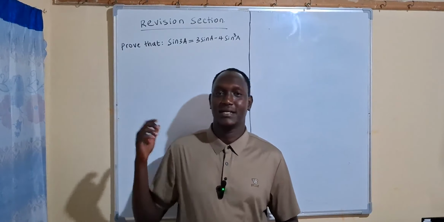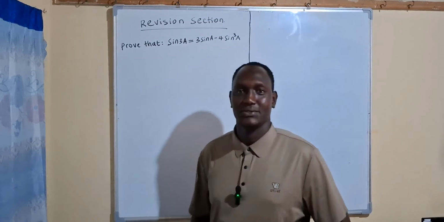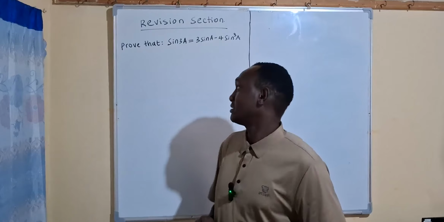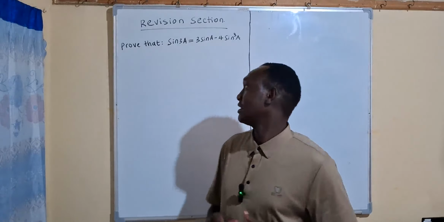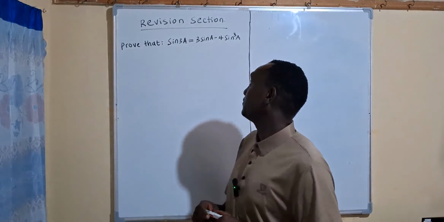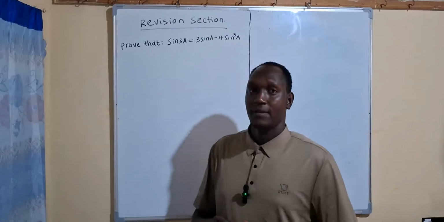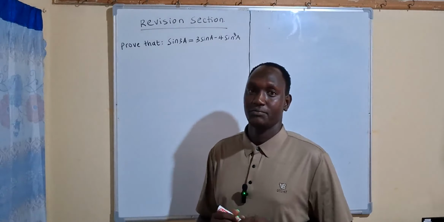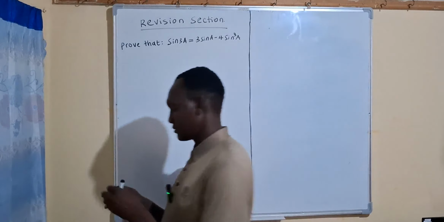Today we are looking at questions on the revision section, and the question we have received is: prove that sine of 3A equals 3 sine A minus 4 sine cubed A. And this is going to be the solution.